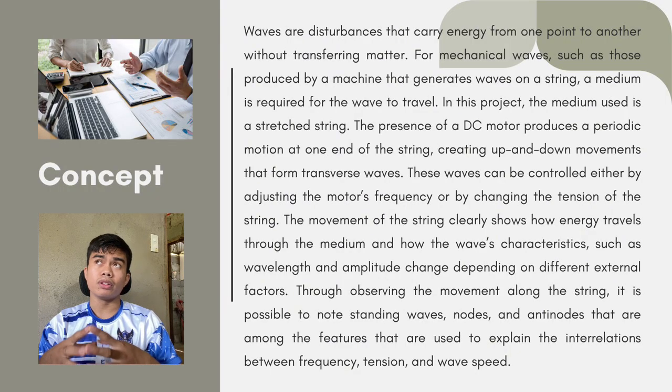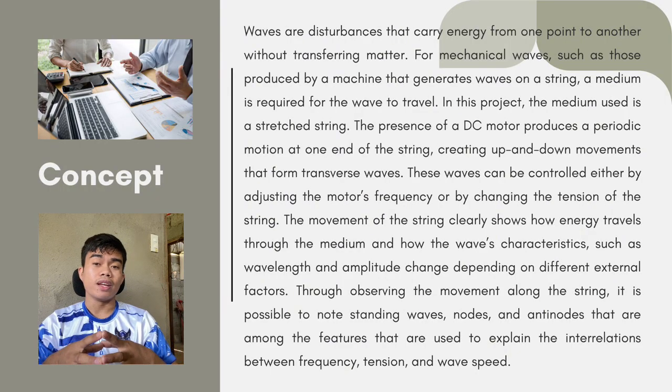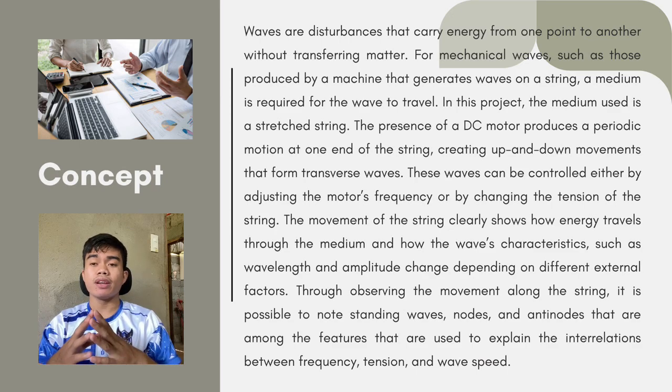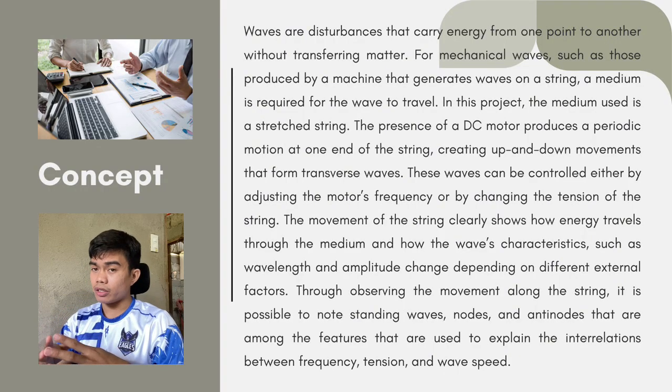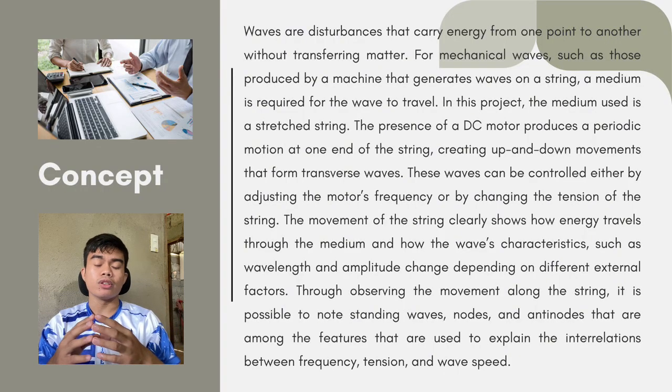So we can also observe changes in wavelength, the distance between two crests, and amplitude, the height of the wave, depending on how fast the motor is or how tight the string is. So dito ta focus sa tightness, okay, tension sa string. So through observing the movement along the string, it is possible to note standing waves, nodes, and antinodes that are among the features used to explain the interrelation between frequency, tension, and wave speed.